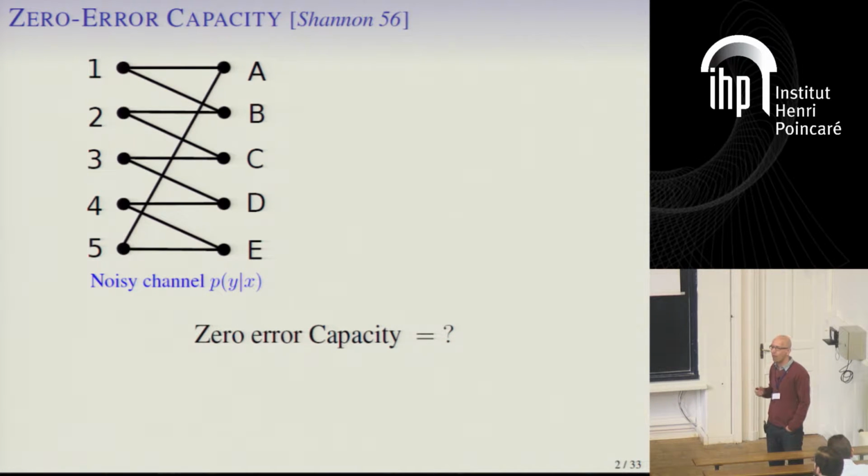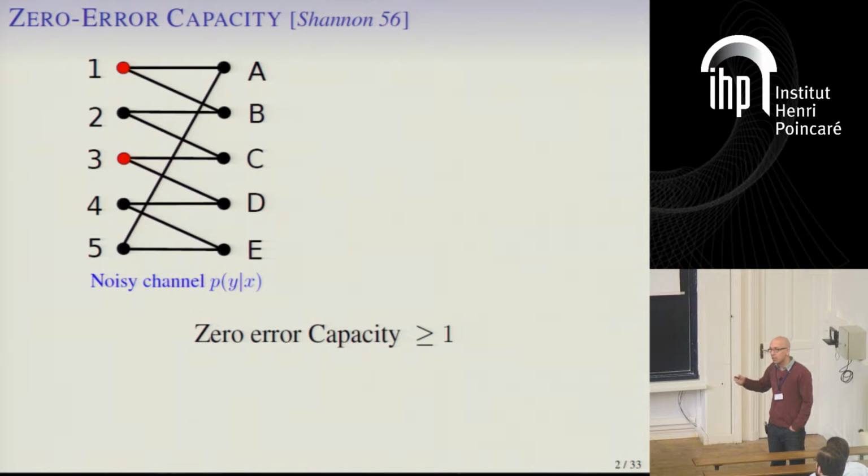If you just have one use of the channel, then obviously the best you could do is use a codebook of 1 and 3, say, which do not overlap at the output. And if you add anything else, you might make an error. So this is the best you could do with one shot. So the zero capacity is at least 1 bit per channel use.